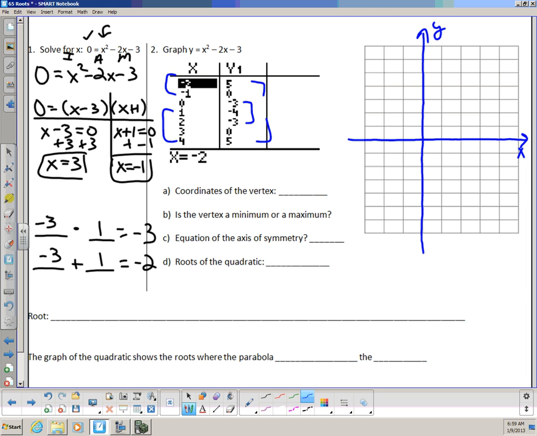We're counting by 1, so I won't even bother to label the grid. So I have -2, 5. 1, 2, 3, 4, 5. There it is. -1, 0, which is right here. 0, -3. 1, -4. 2, -3. 3, 0. And 4, 5. And here is the parabola.